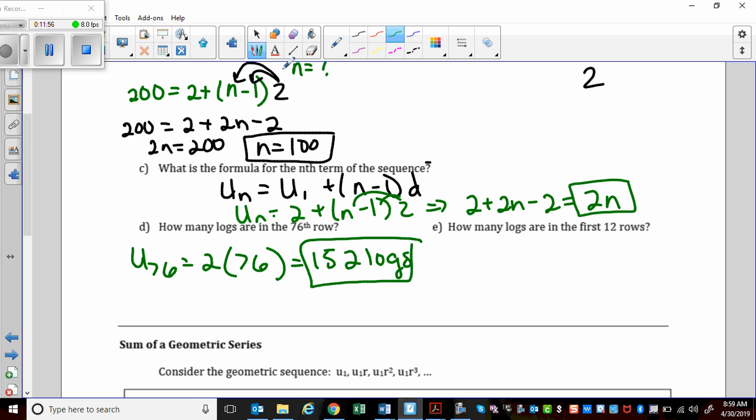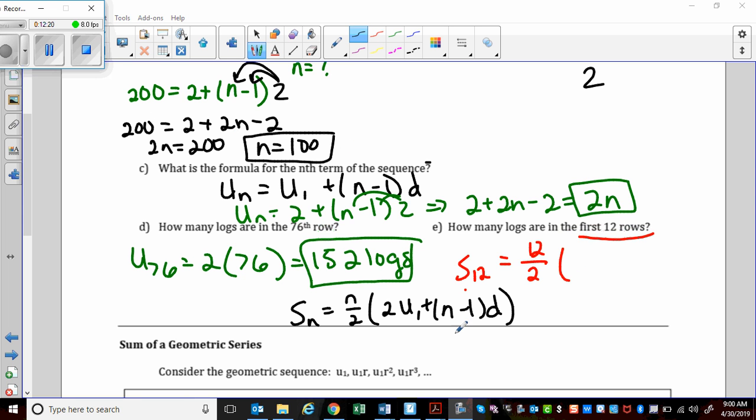How many logs are in the first 12 rows? So the first 12 means they want us to add them together. So the sum of the first 12 equals, I think this one was n over 2, so 12 over 2, parentheses. I just wrote down the formula. I know I need this one because I don't know my u sub n term. I don't know the term in the 12th row.